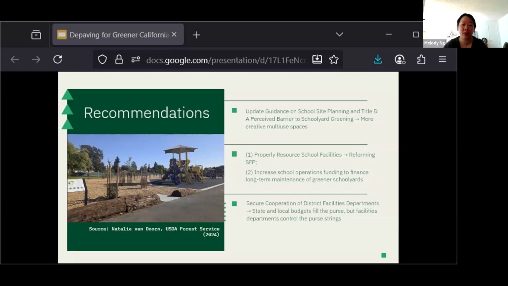Lastly, the cooperation of local school districts is essential. School districts' facilities departments are ultimately the ones that determine how the state and local funding they get will be spent. The processes they develop to manage school greening will ultimately affect whether school greening projects happen. So it's important to work with them to develop processes that support greening.